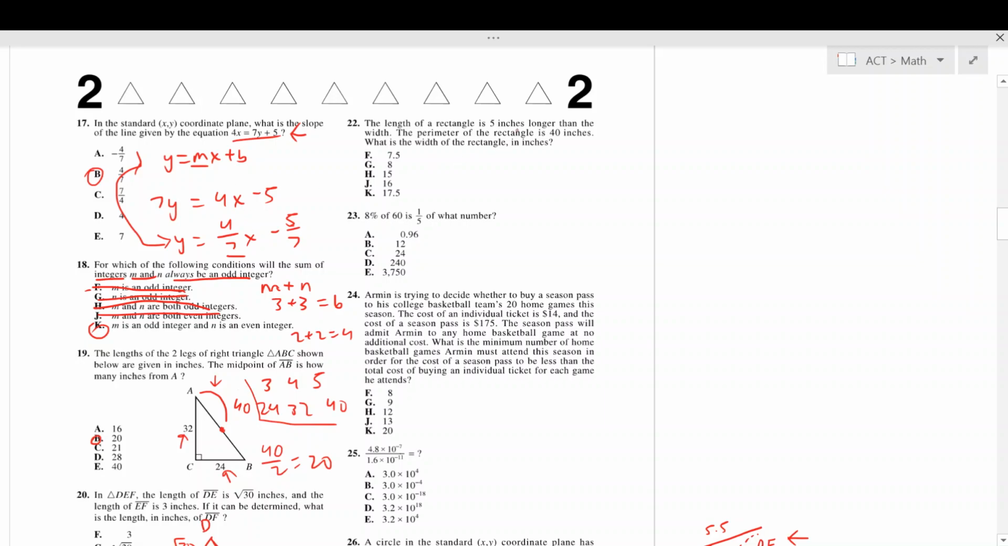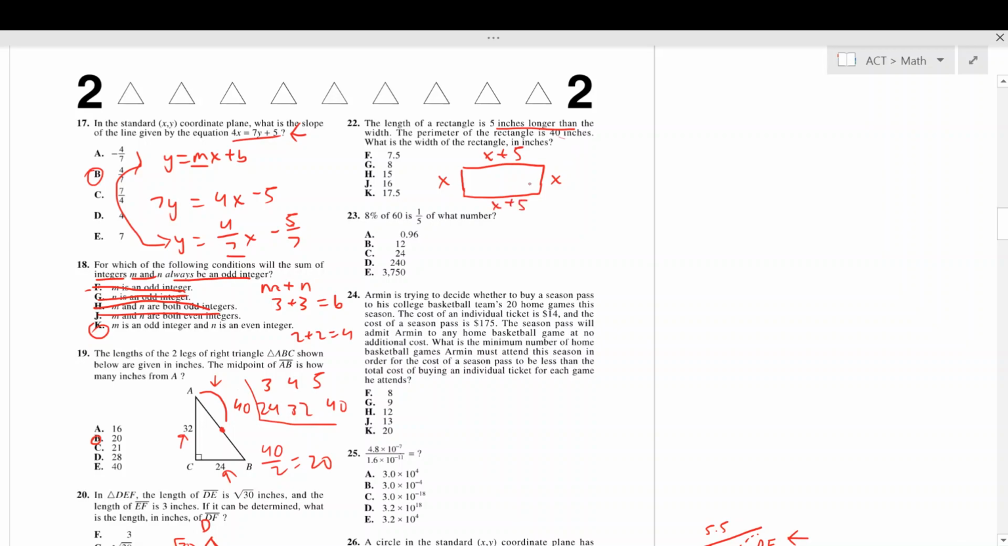The length of the rectangle is 5 inches longer than the width. The perimeter is 40. What is the width of the rectangle in inches? So let's try to represent this mathematically. Let's say x is the width, and the length is 5 inches longer, so the length must be x plus 5.